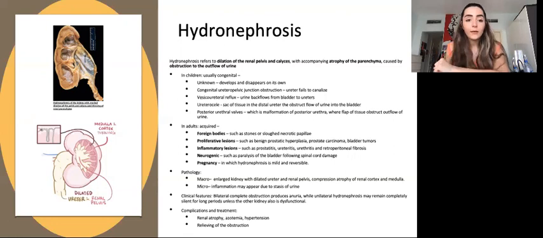Now, in adults, it can be from a foreign body, such as stones. It can be a proliferative lesion, such as a tumor or BPH, inflammatory lesions like fibrosis, neurogenic from spinal cord damage, or even pregnancy.